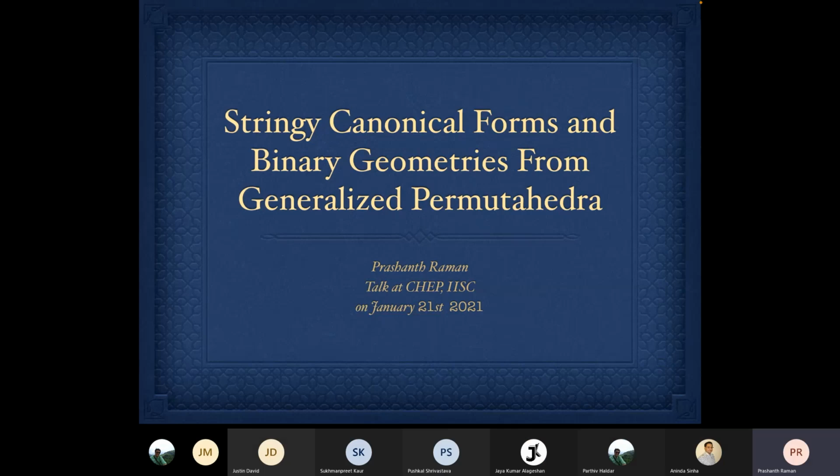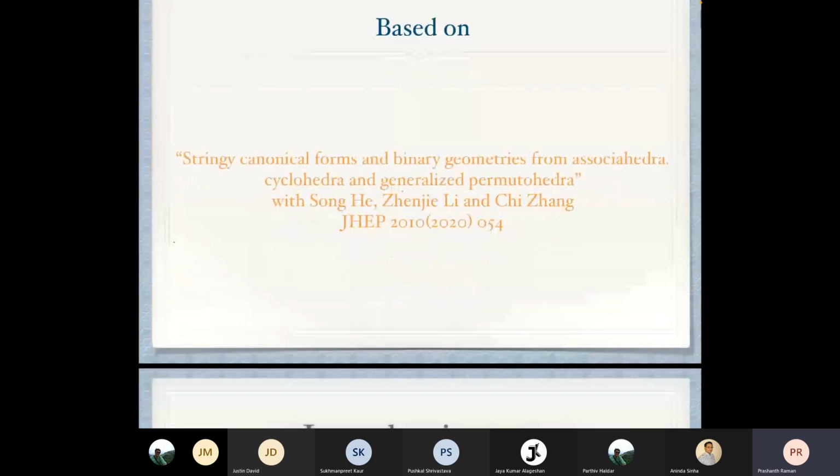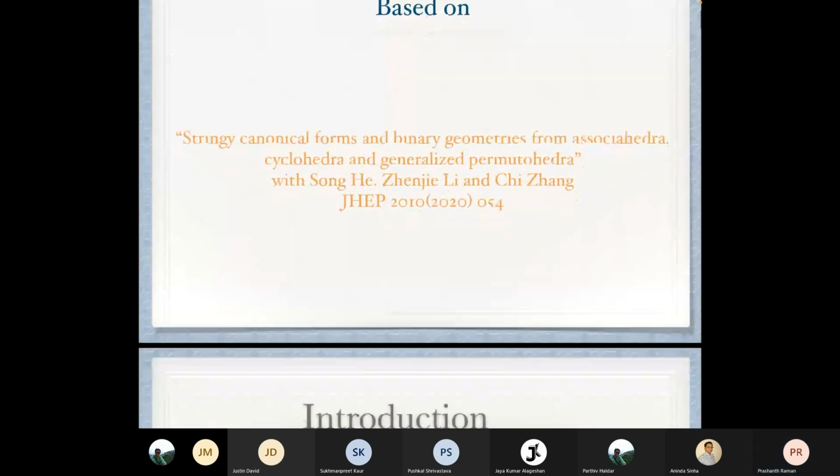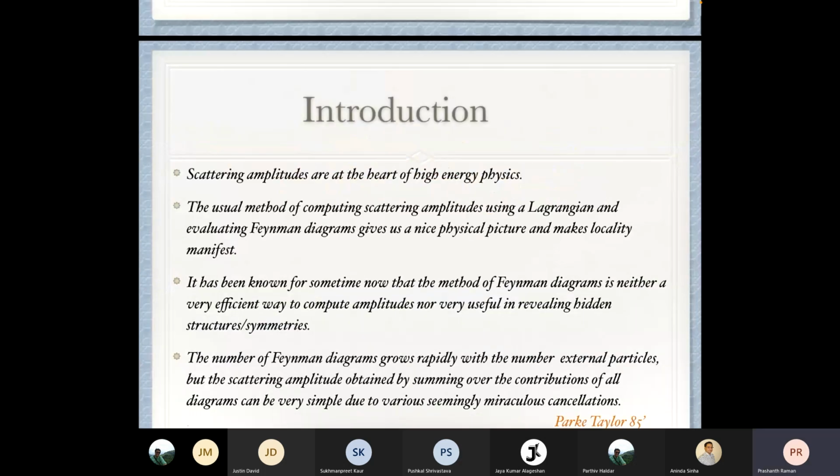So this talk is based on this particular work, which I did with Song He and a couple of his students from China. The talk has a bit of technical details, so feel free to stop me anytime in between. And I'll try to go slow.